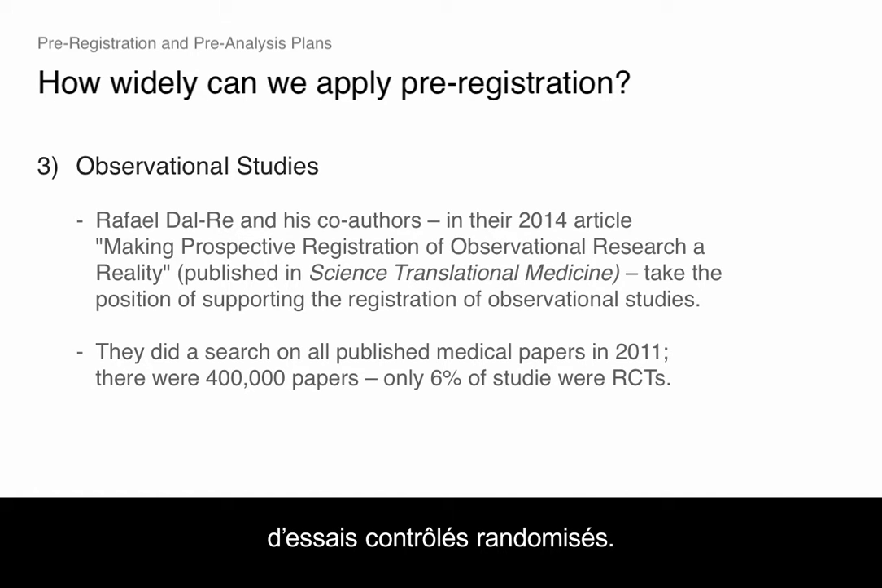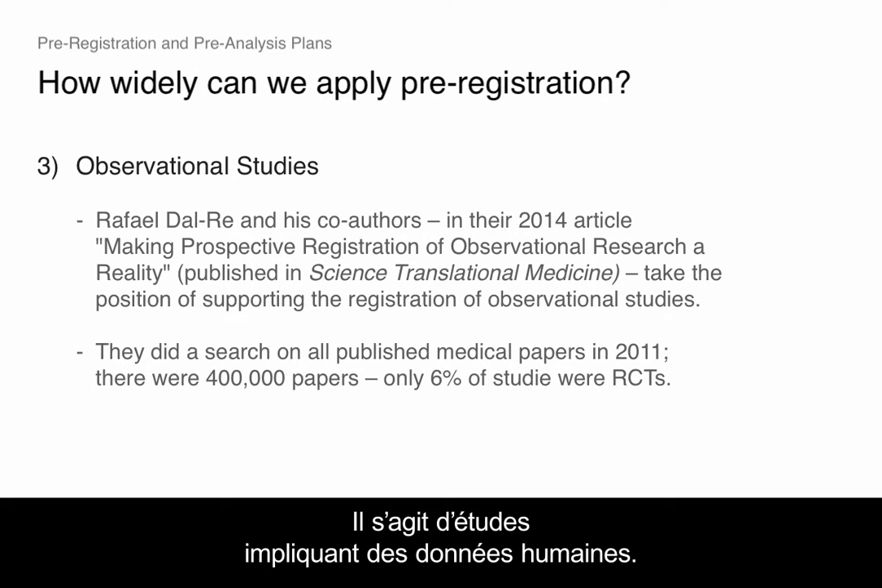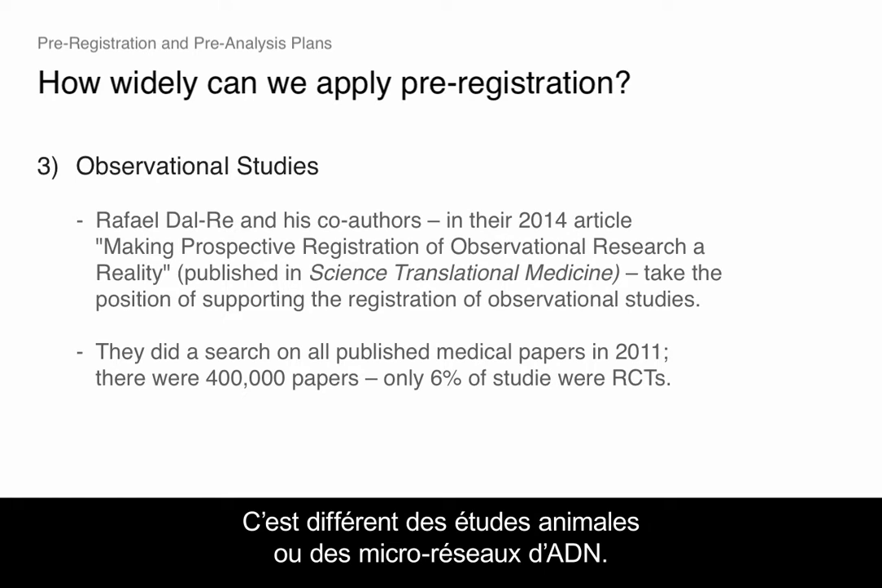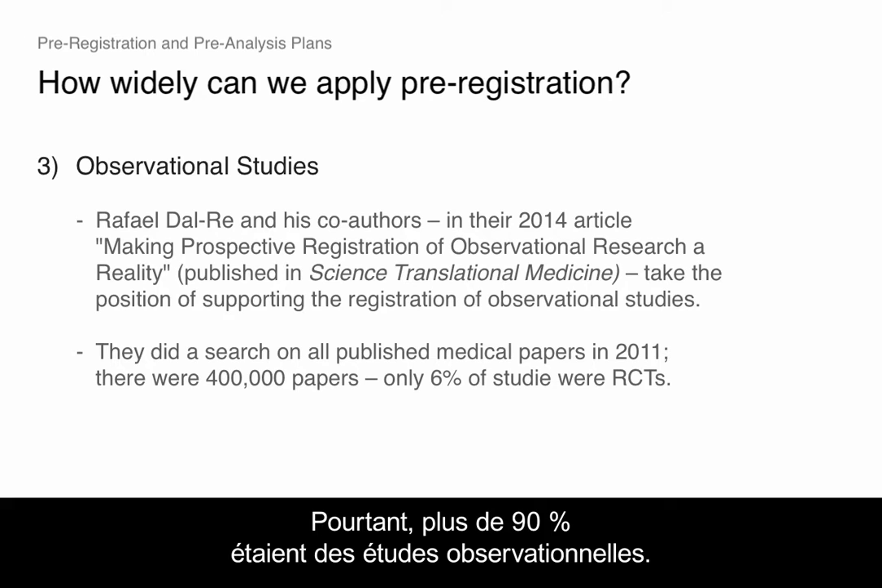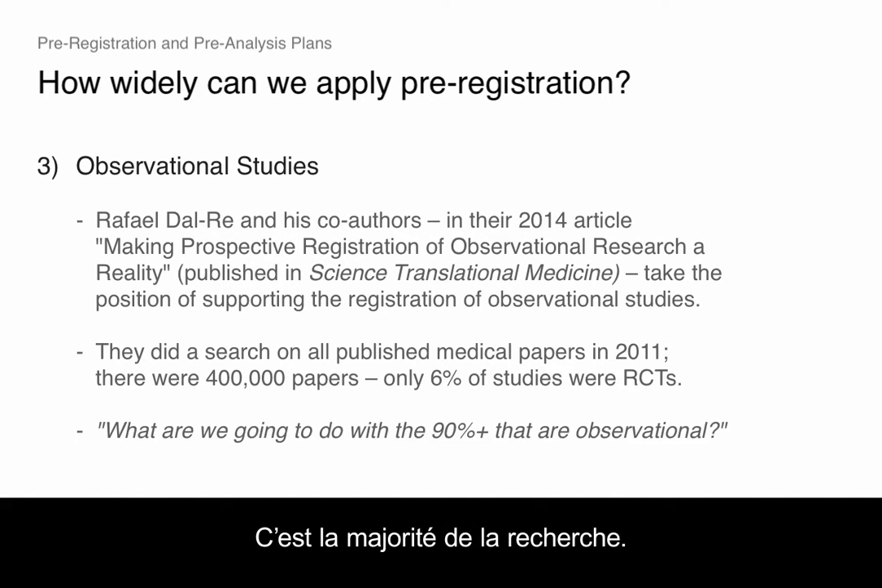RCTs were 6% of studies. These are studies involving human data, so it's not like animal studies or DNA microarrays. It's human beings, 400,000. 6% were RCTs. So again, for those of us from the outside, we think of medical research, we think of RCTs. No, over 90% were observational studies. That's where the bulk of research is.